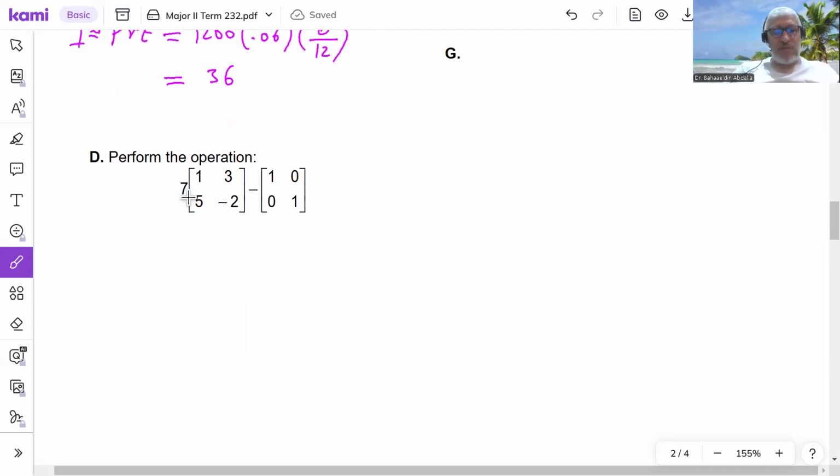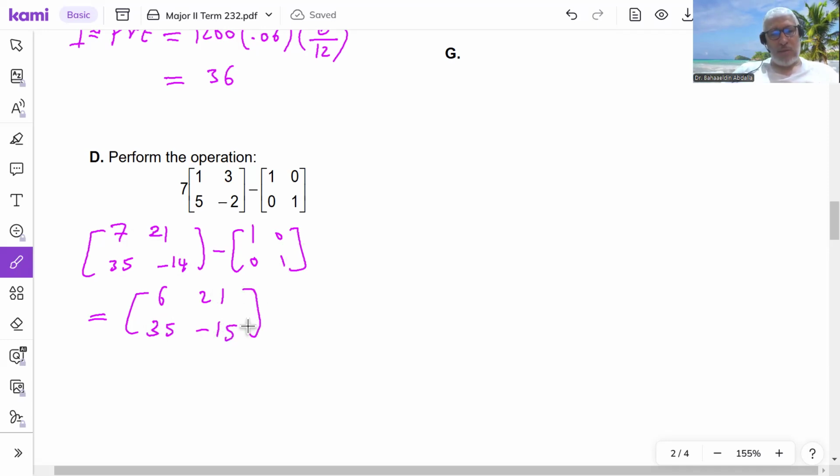Perform the operation. Well, I need to multiply 7 first times this matrix. So 7 times 1, 7 times 3, 7 times 5, 7 times negative 2. And then subtract from the identity. This is the identity matrix. 7 minus 1. 21 minus 0. 35 minus 0. Negative 14 minus 1. So this is the answer.